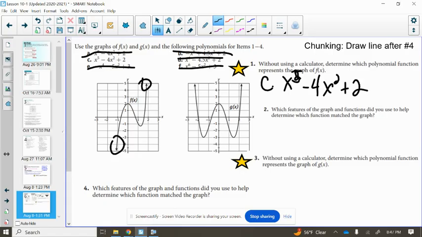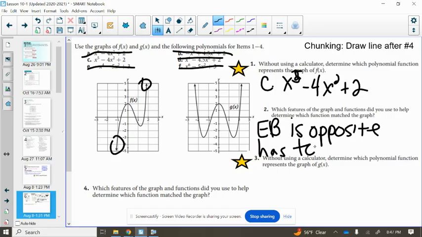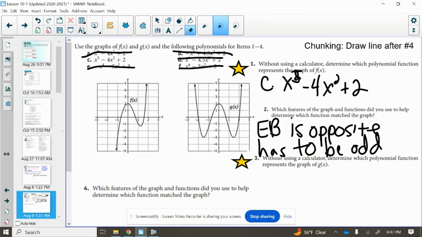plus 2. Now, again, what helped us eliminate that right away? Well, the end behavior is opposite, so we know that it has to be an odd degree in our polynomial. Now, that being said, if we look then at g of x, this end behavior is going to be in the same direction.